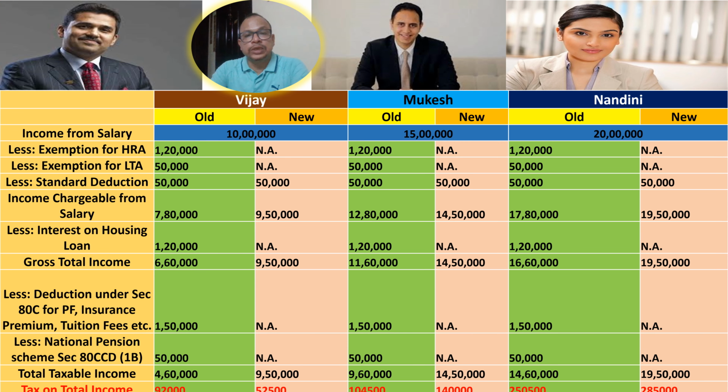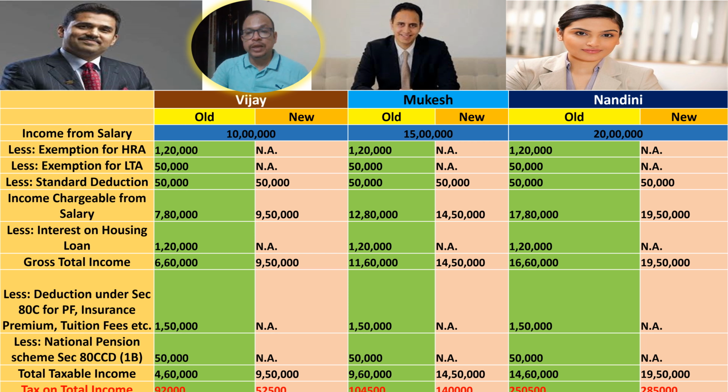Sir, for Mukesh it is 15 lakhs income. Under the old tax regime the tax payable is 1 lakh 4,500, but under the new tax regime it is 1 lakh 40,000. So if the income goes up, the tax liability also increases under the new tax regime, and under the old tax regime it is less.